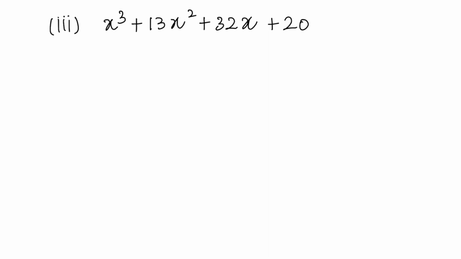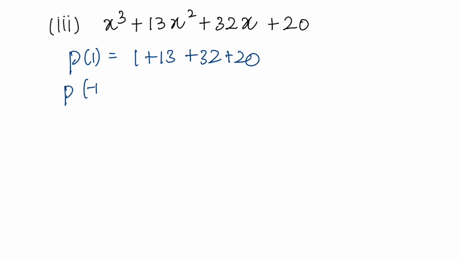Okay, now moving on to the next subdivision. I think by now you would have got some idea of it. Now we can try to solve this a little bit faster. We are just going to see if p of 1 is equal to 0. So 1 plus 13 plus 32 plus 20, all are positive terms, it can never be 0. So we can take p of minus 1.